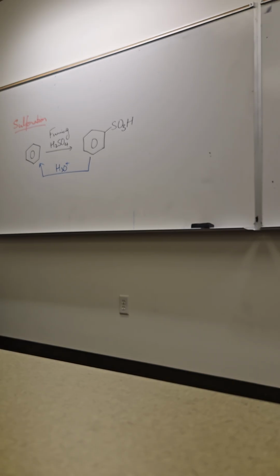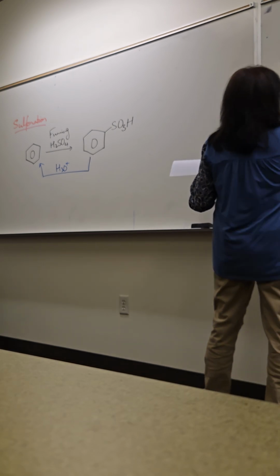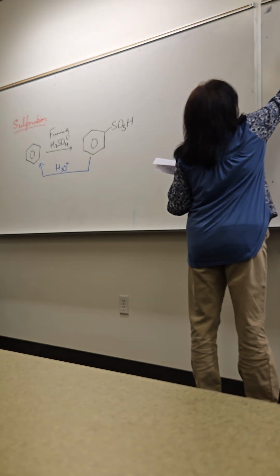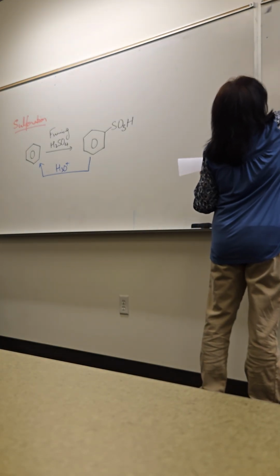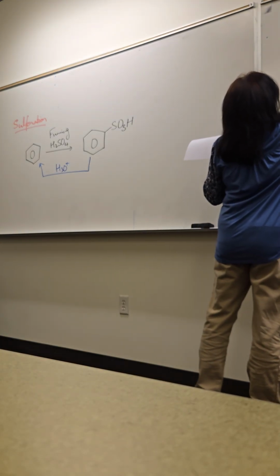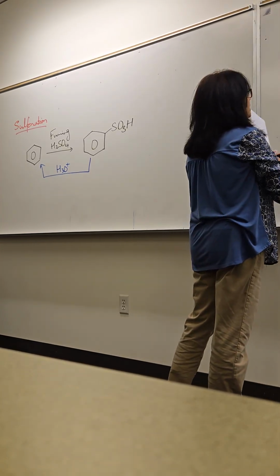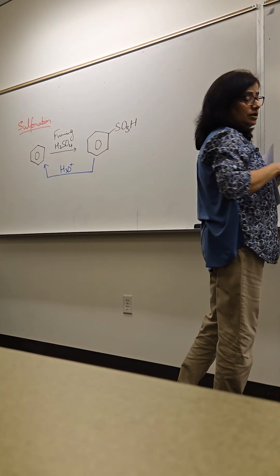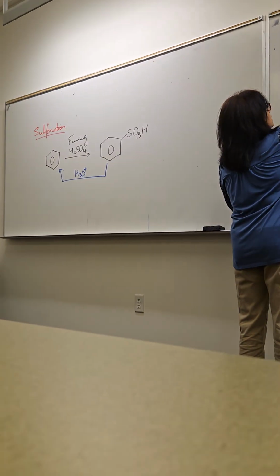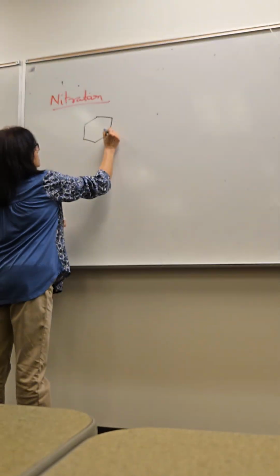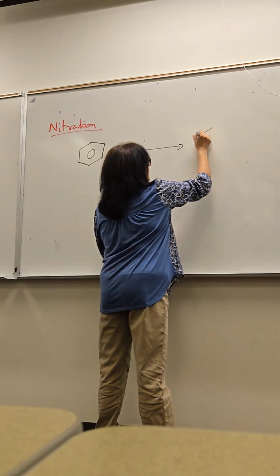Okay, let's look at the next reaction for which we write a mechanism: nitration. Did we write this one as well? No. Okay. Nitration. So benzene can be nitrated, meaning that benzene can be converted into nitrobenzene by using, give me a second.